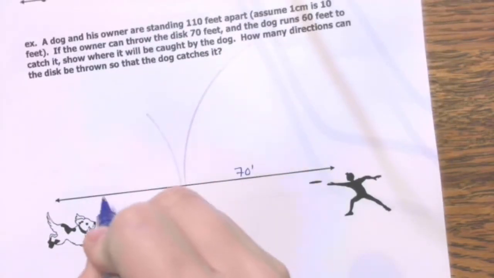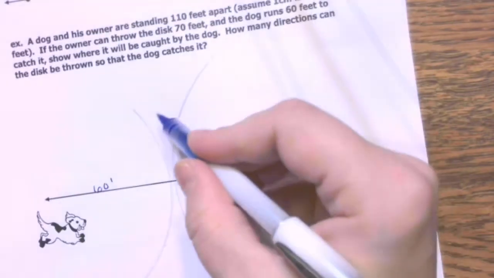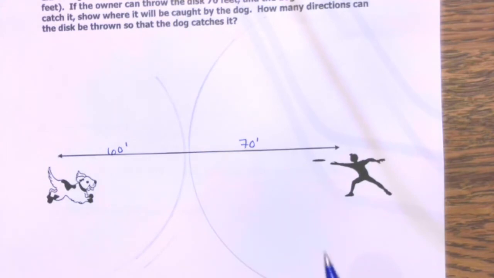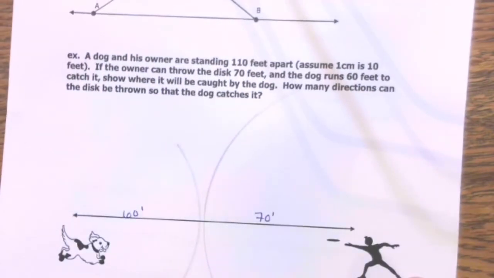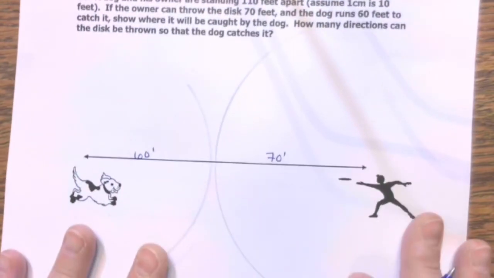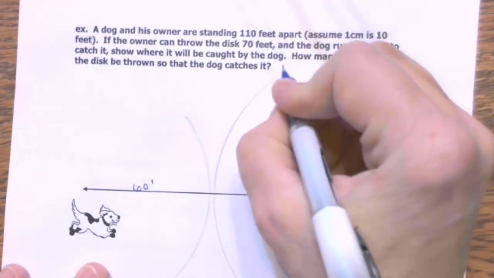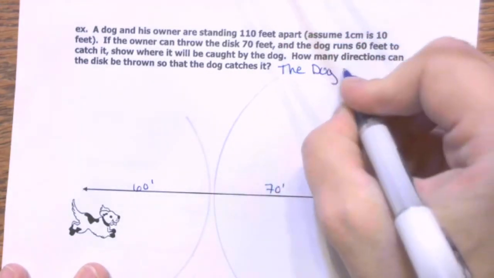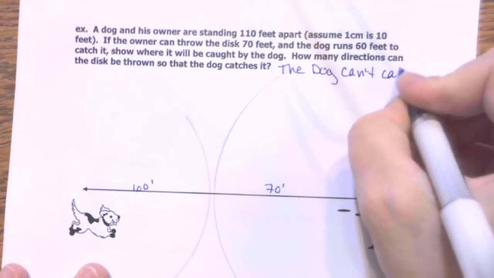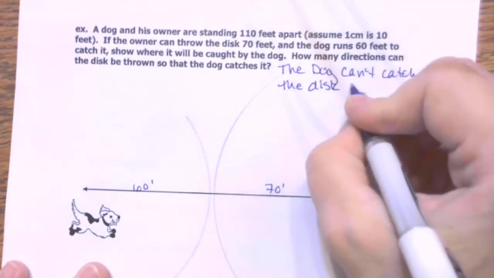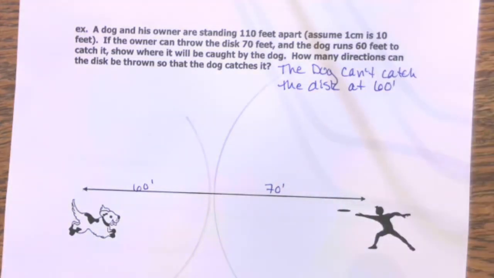we have a problem because this arc is everywhere that the dog could run 60 feet. So at 60 feet, he wouldn't catch the frisbee. He can't go far enough. See, those arcs don't intersect anywhere. So where will it be caught by the dog then? The dog can't catch the disc at 60 feet. All right, so we're going to adjust this a little bit.